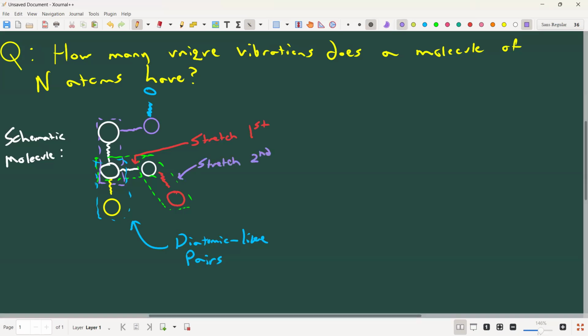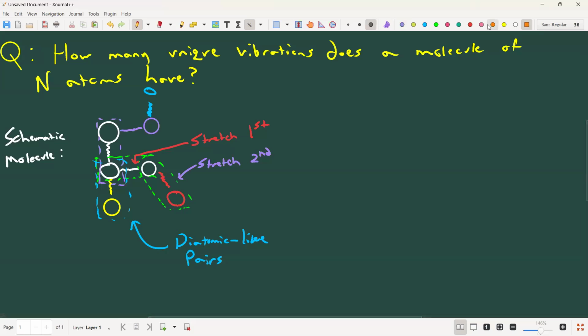The question we have to ask is, are these motions independent of each other? In some sense, does the potential of stretch 2 depend on the position of stretch 1? Right, because what's happening? As I do the first stretch, let me label the atoms. We'll call this one A, this one B, and this one C.